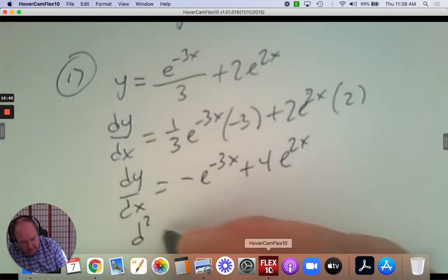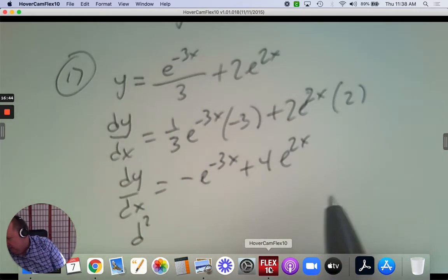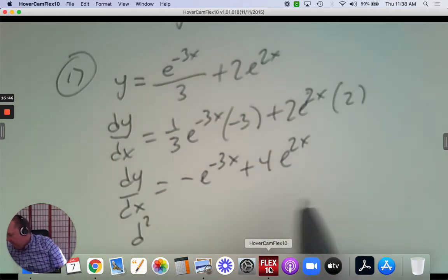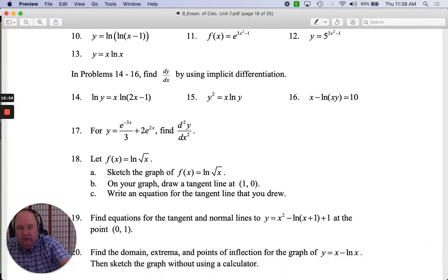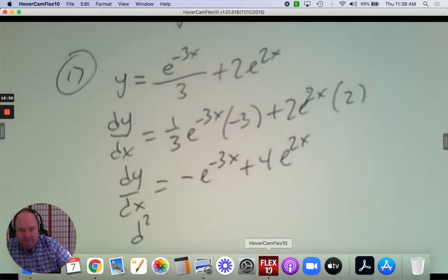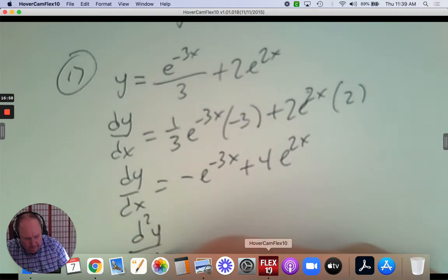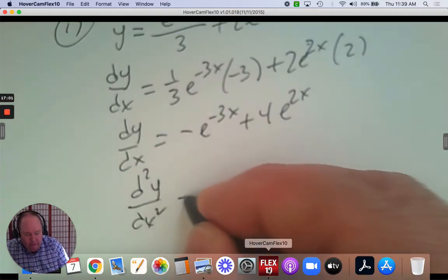So now I'm going to take the second derivative. I always write down the symbol for the second derivative. I write that little 2 down wrong. Let's make sure I do it right. It's 2 and then 2. I got it. Okay, I was doing it right. So there's the second derivative.